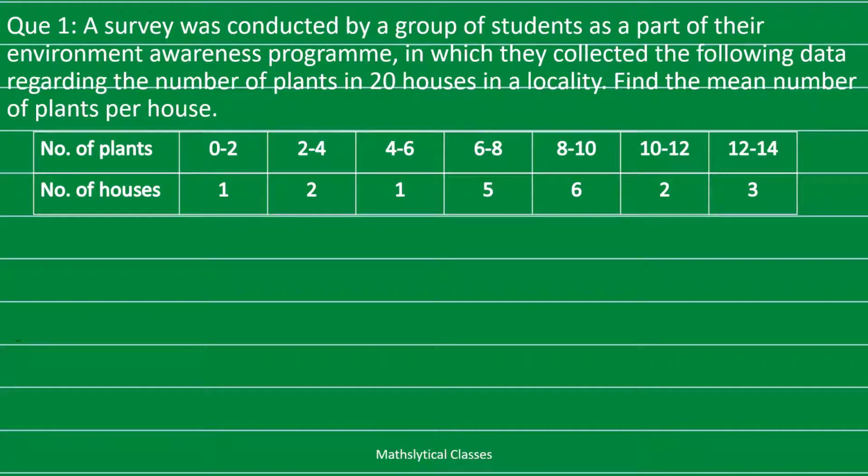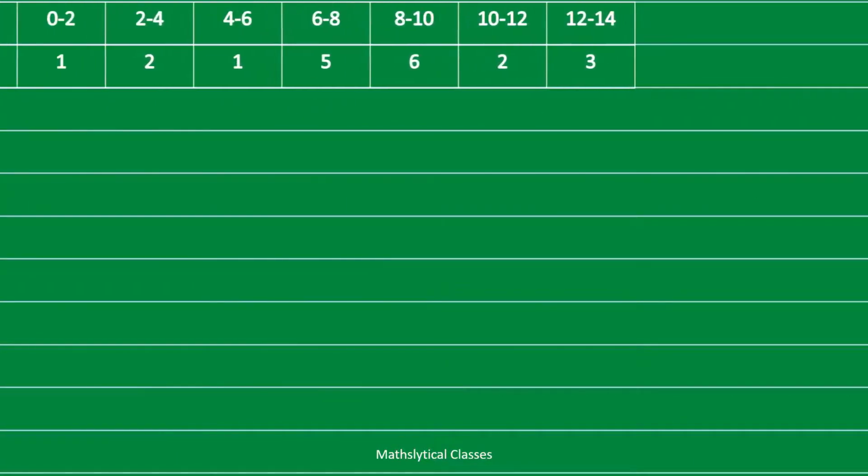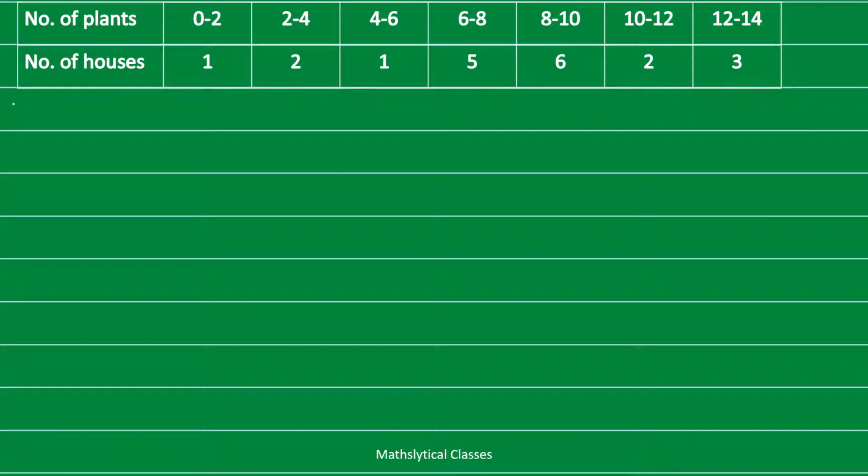No frequency is greater than 10. So it's a small data having small entries, so we can use the direct method. Let's do it. Class intervals are given, and you have to make a table. Then we find xi, which will be the midpoint of the class interval, and fi is given.